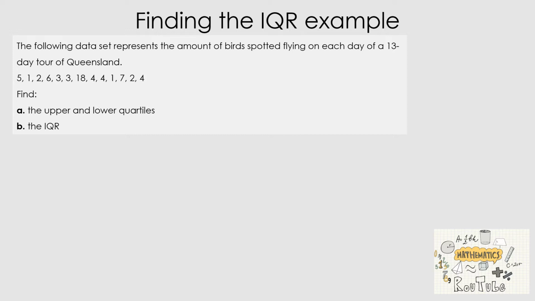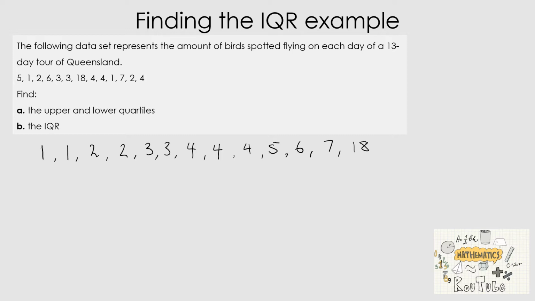So our job is to find the upper and lower quartiles, so Q3 and Q1 respectively. And then once we have that, to find the interquartile range. So we're going to follow the steps that we spoke about previously. Step 1 is to order the data in ascending order. Okay, so now that we have ordered the data in ascending order, we can proceed to step 2, which is to find the median value, which is Q2.